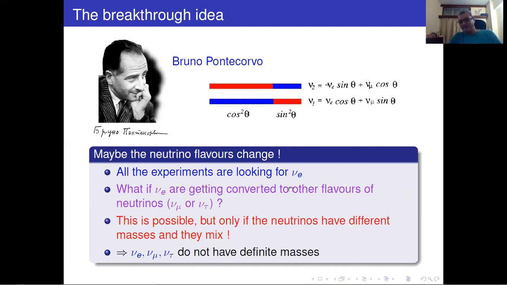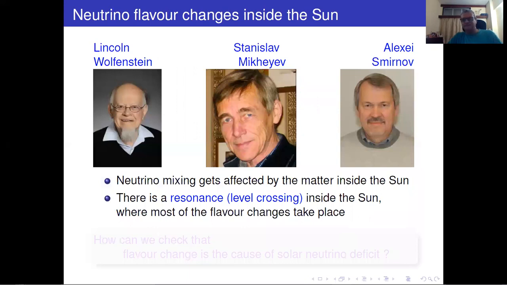The fact that it turned out to be true tells us that νe and ντ do not have the same masses. We'll come to that later. This was the idea. Once this idea came, people tried to discover its consequences.